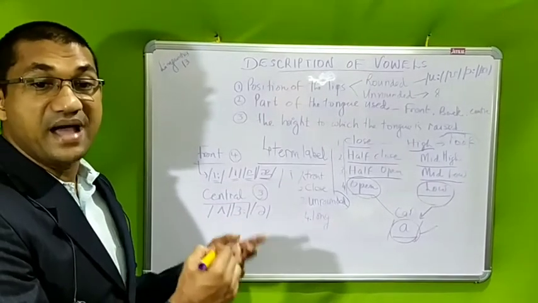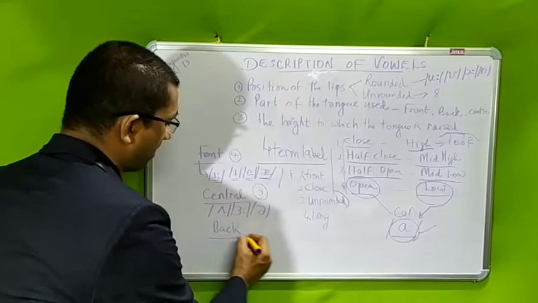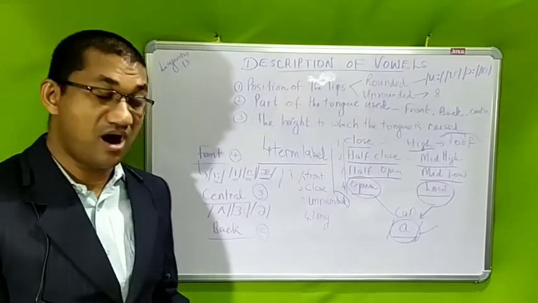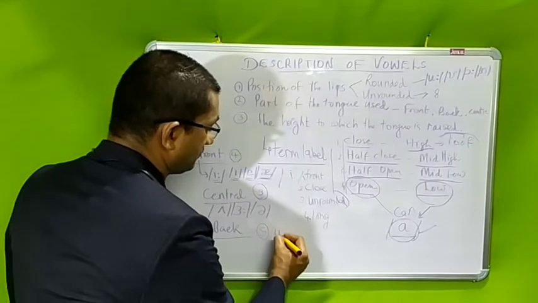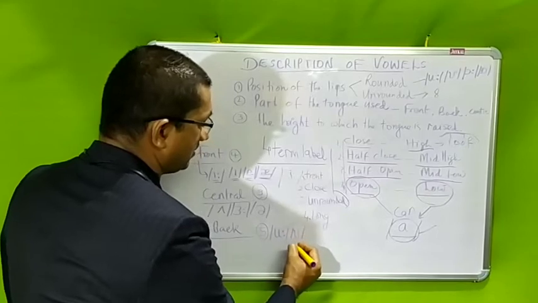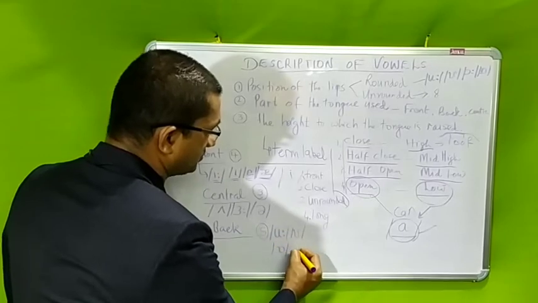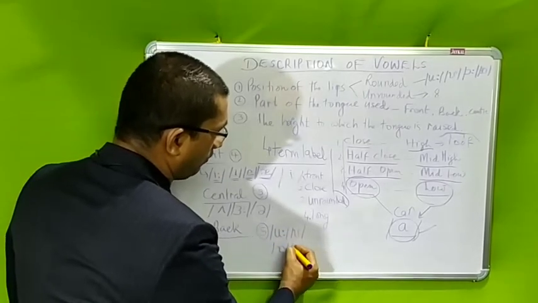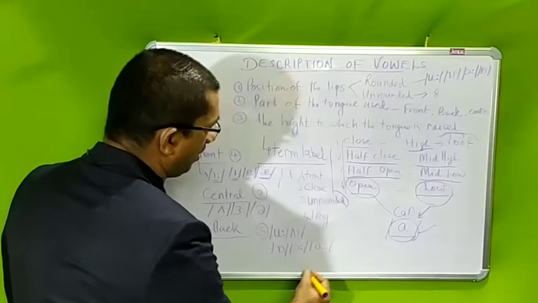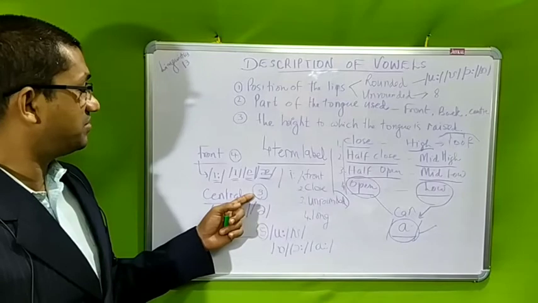So we have seen the 4 front vowels and 3 central vowels, and of course we have the back vowels, vowel sounds which are articulated with the back of the tongue. In fact, there are 5 back vowels. One is the long "oo", the next is the short "oo", then the short O, then the long O, and the next is the long back open sound.